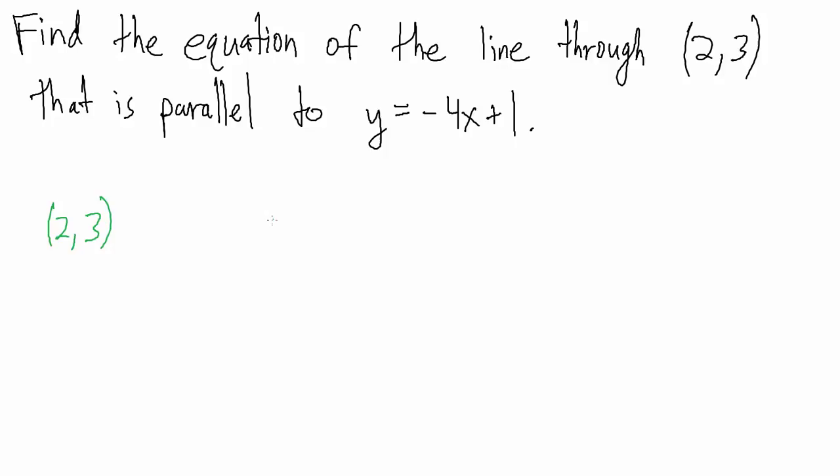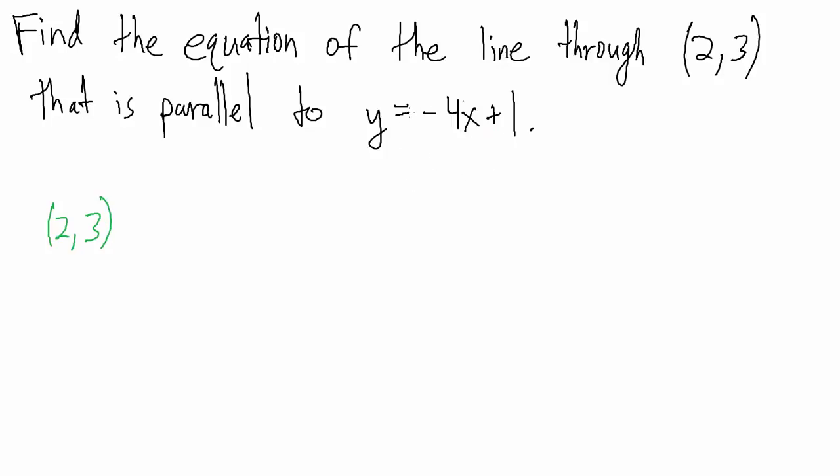How do we do that? Well, we're told that the line we want is parallel to the line y equals negative 4x plus 1. And the key thing to remember here for this type of problem is that if two lines are parallel to each other, they have the same slope. So if we can find the slope of this line, then that'll automatically give us the slope of the line we want. They'll have the same slope.